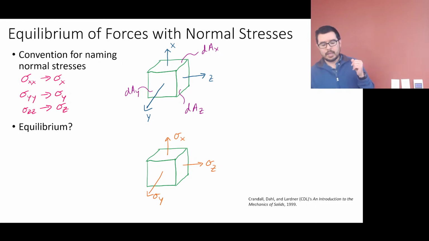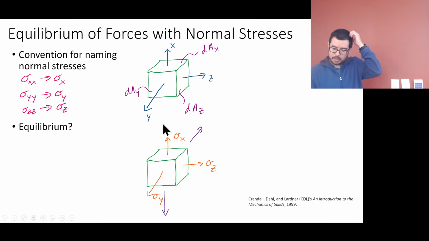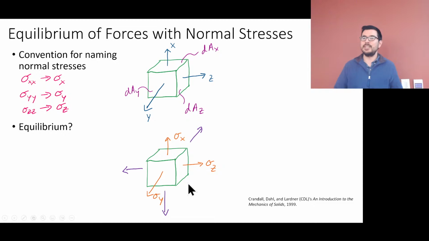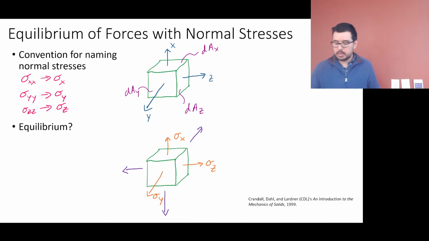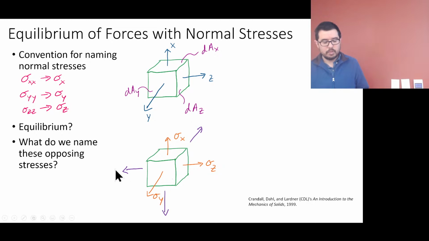So for us to get equilibrium, maybe we need to put some additional forces on this cube so that it doesn't accelerate, so that the sum of the forces is equal to 0. So you get where this is going. It's an incomplete picture to only have the orange stresses here. Now, am I always going to draw all 6 of these normal stresses? Maybe not. But it's important to realize that we have opposing stresses that are associated with their positive counterparts.